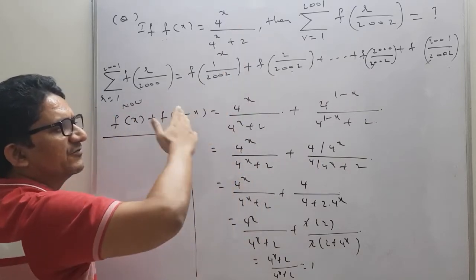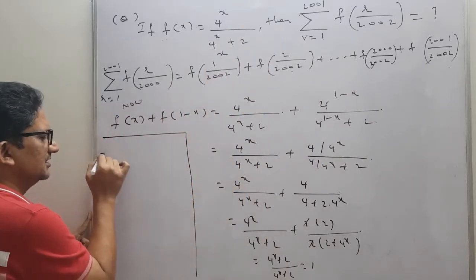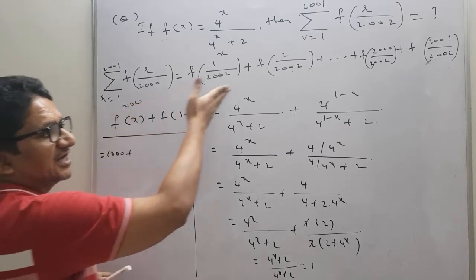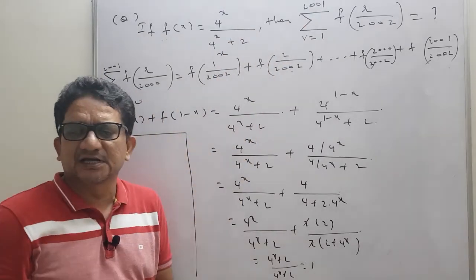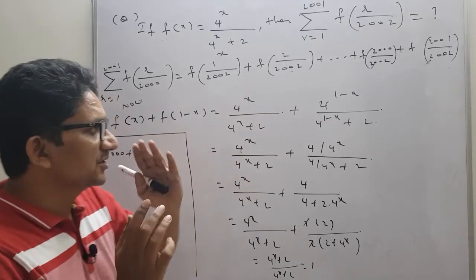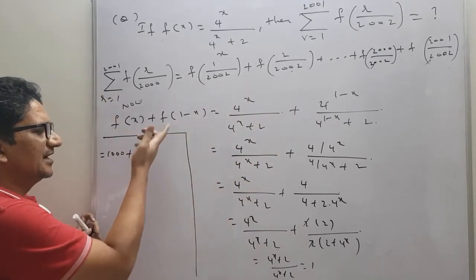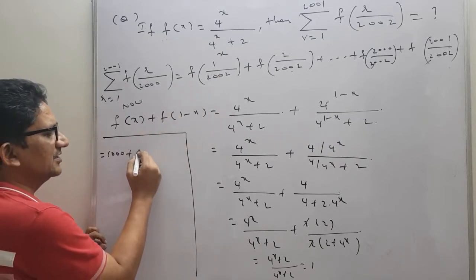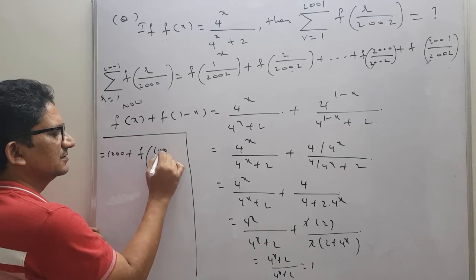Like that, we will get 1000 pairs. But students, there are 2001 numbers. Of those, 2000 form groups, that means 1000 pairs, and the number which is left alone, which won't form a pair with anyone, is this one.